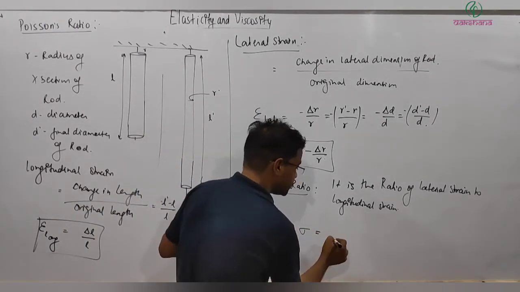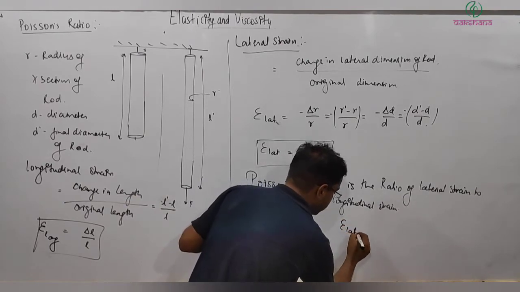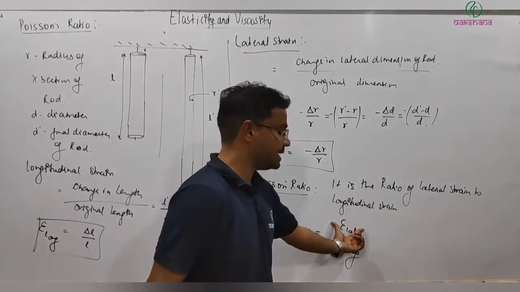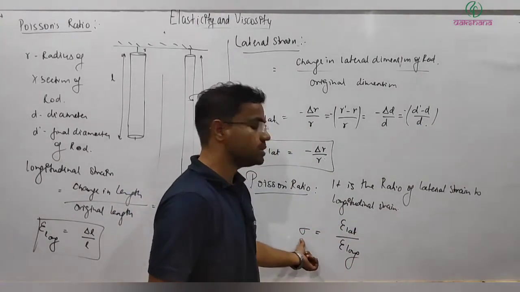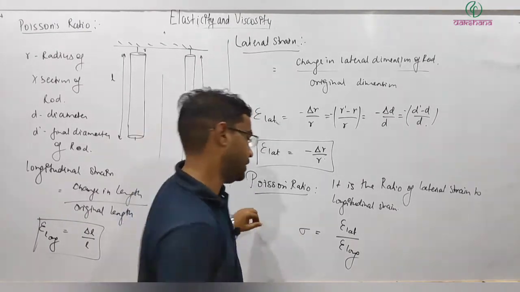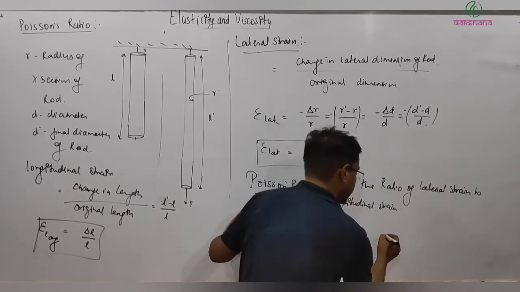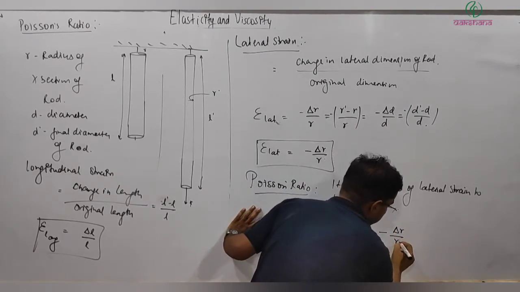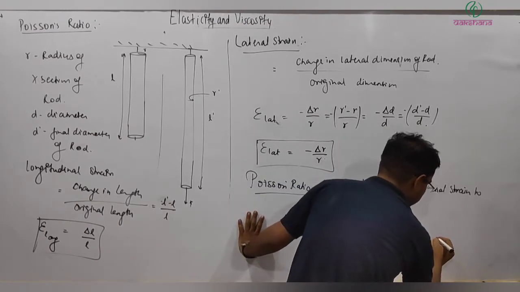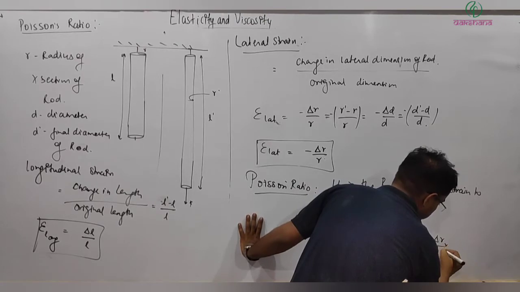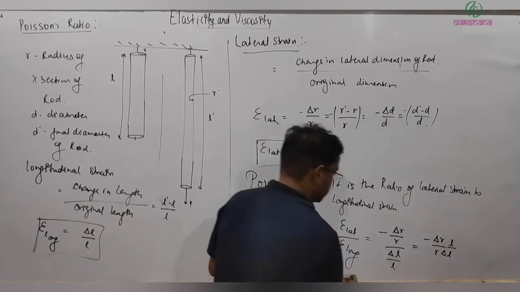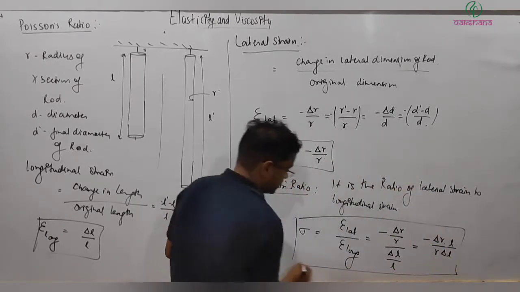So this will be equal to simply epsilon lateral divided by epsilon longitudinal. This ratio is dimensionless and unitless. So Poisson's ratio is also a dimensionless and unitless quantity. And this is equal to minus delta R by R divided by delta L by L, and rearranging it you can write minus delta R by R multiplied by L divided by delta L. So this is termed as Poisson's ratio.